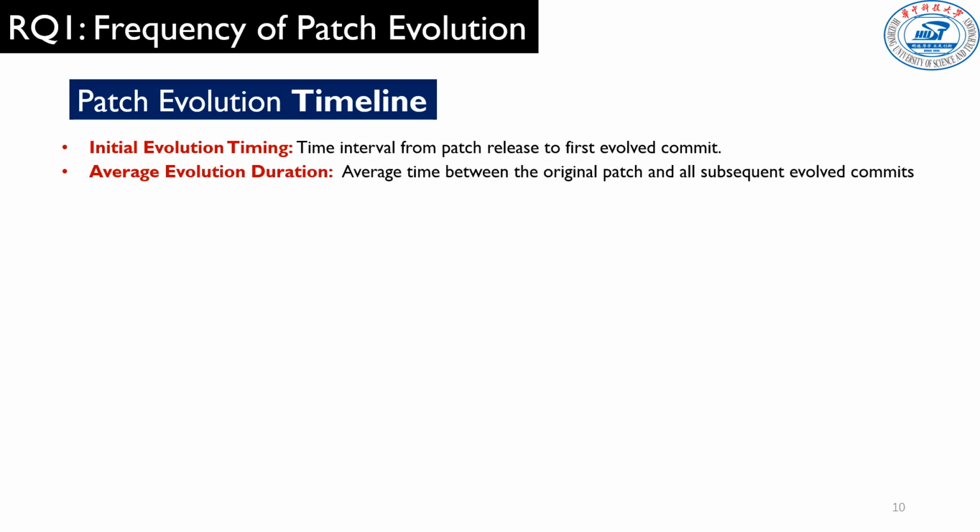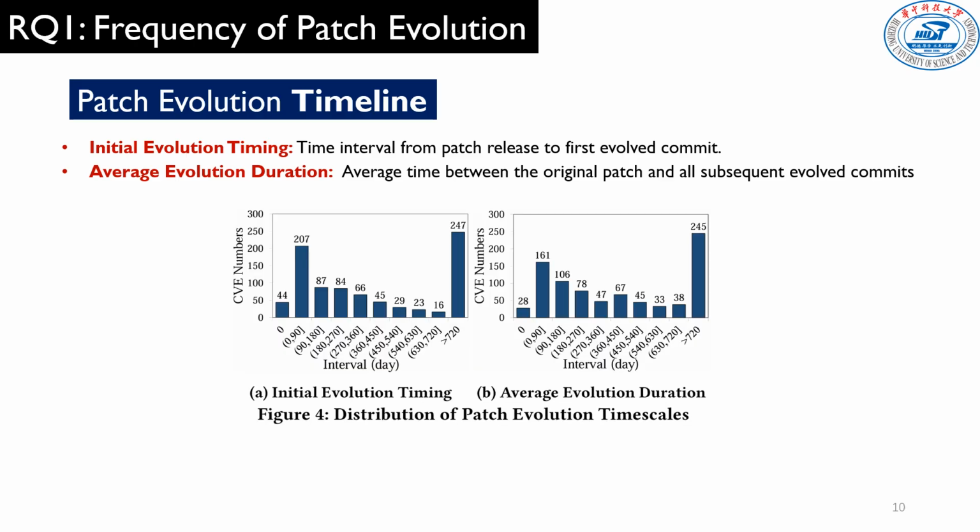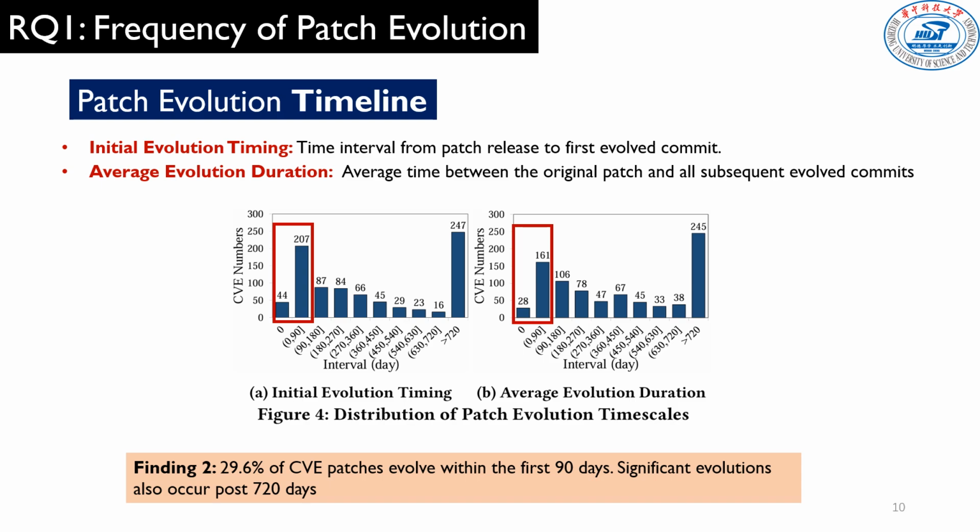We focused on two metrics. Initial evolution timing denotes the time to the first evolved commit, and average evolution duration denotes the time between the original patch and the last evolved commit. Our results show that 44 CVE patches were modified on release day, 207 within 90 days, and 161 had an average evolution cycle within 90 days.